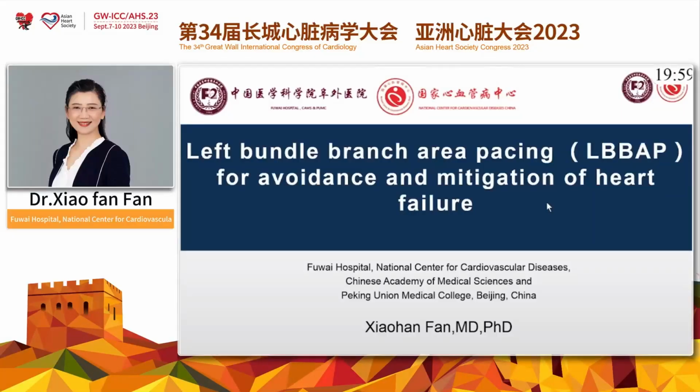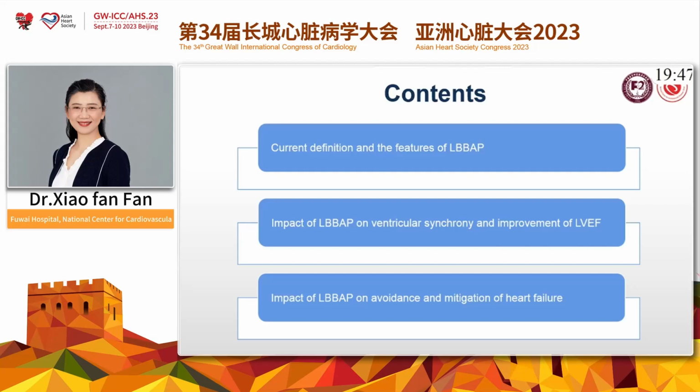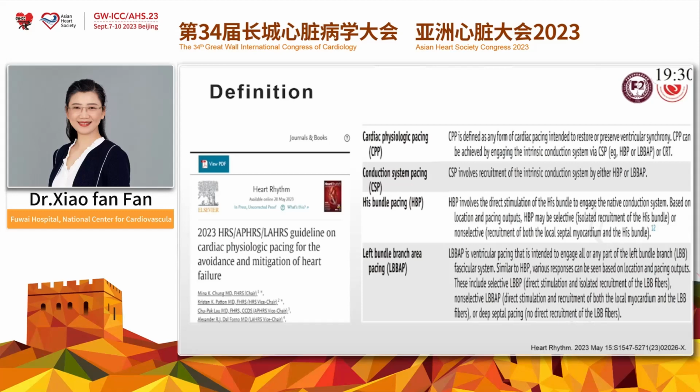Good morning, everyone. It's my honor to be here to share my topic, left bundle branch area pacing for avoidance and the mitigation of heart failure. I'd like to illustrate my topic from the following three aspects. Firstly, let's see the current definition and the pacing features of left bundle branch area pacing.